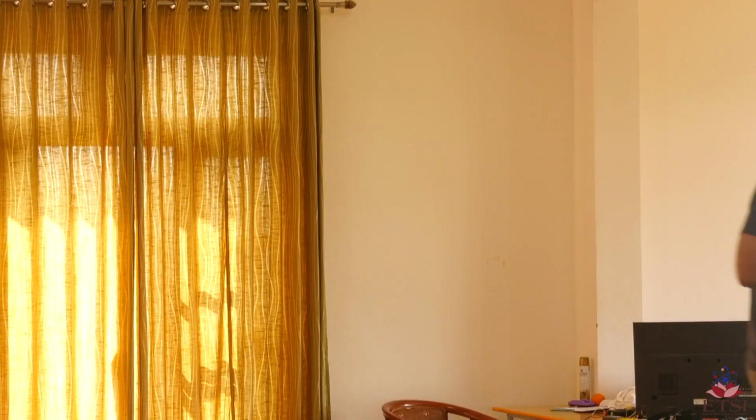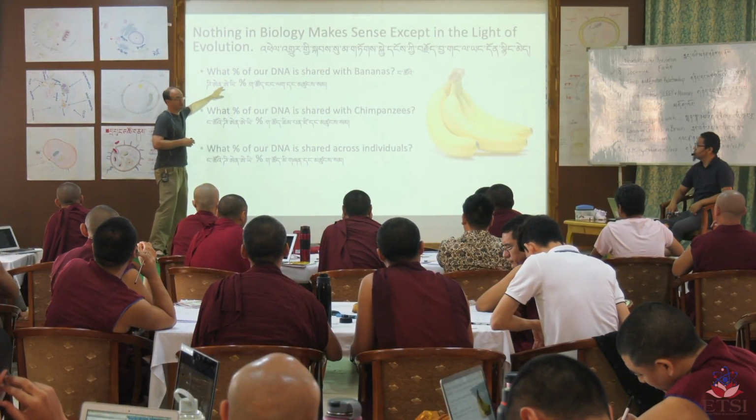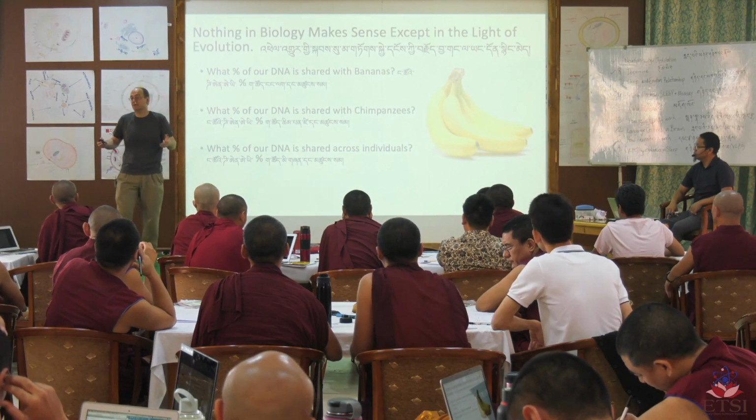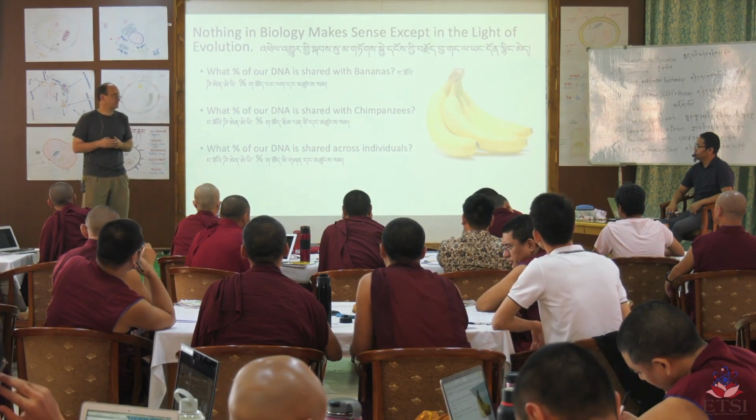So the order of those building blocks is similar with us and bananas for 50% of those pieces of DNA.